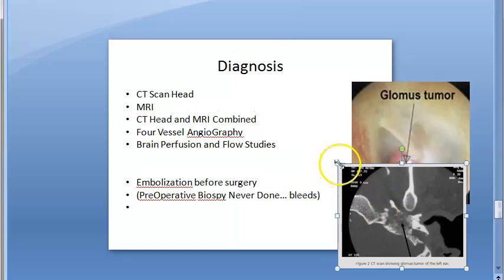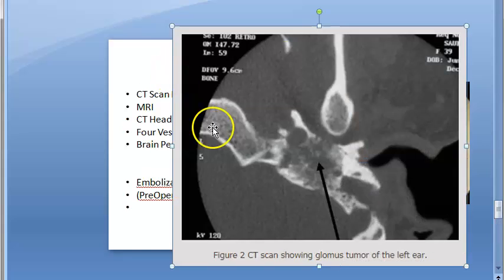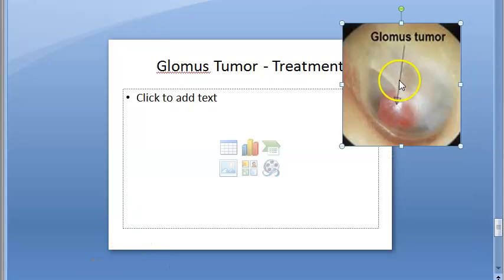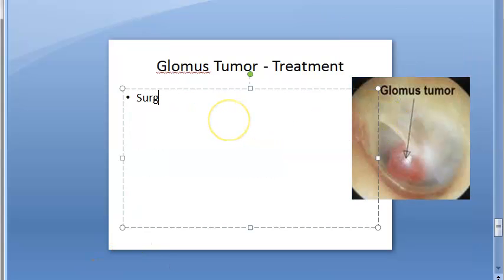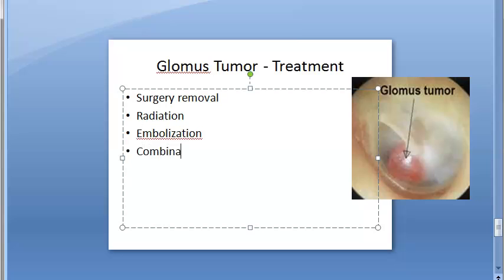Okay, let's look at this image here. CT scan showing glomus tumor of the left ear. This is of the left ear. CT scan. As for glomus tumor, what is treatment? Surgery. Okay, surgical removal. The other options they have given is radiation, embolization, so that there is no feeding vessel, combination of all these.